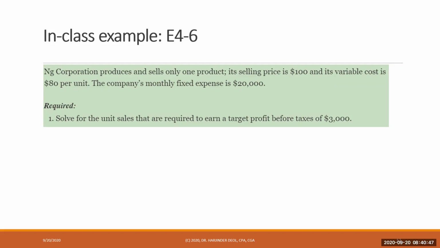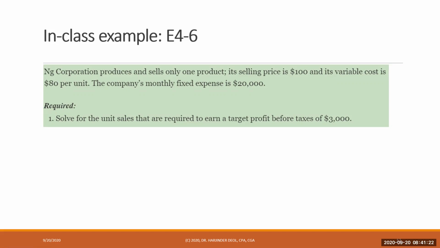So this is important for you guys to remember. If it says before taxes, they're talking about operating income. If they say after taxes, then they're talking about net income. Here, they mentioned before taxes. So this is operating income of $3,000. The contribution margin per unit is fairly straightforward. $100 is the selling price. $80 is the variable cost per unit. The contribution margin per unit is 100 minus 80, $20 per unit.